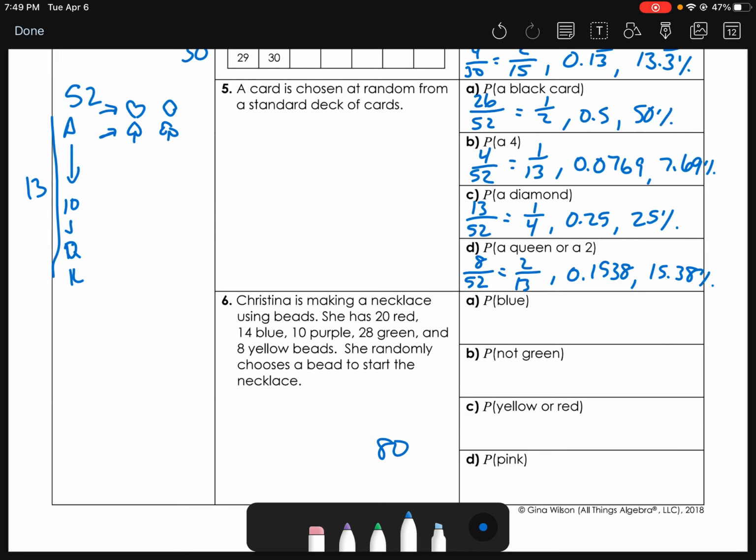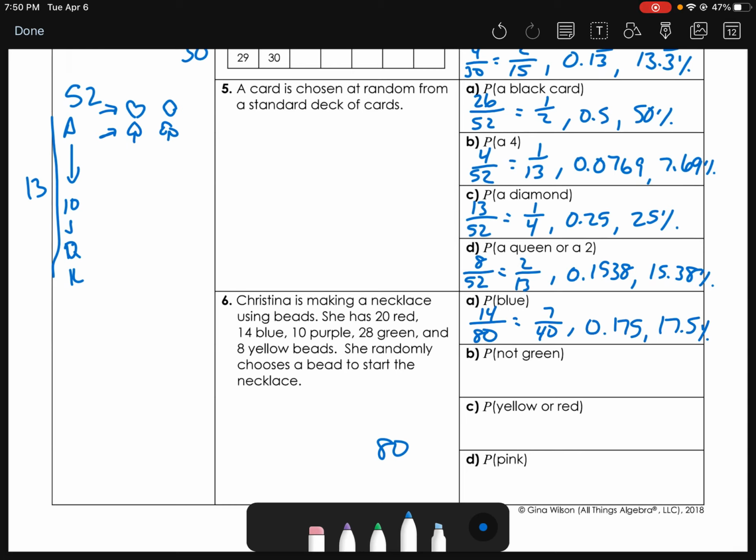So the probability of picking a blue one, all I would have to do is see, all right, how many blues are there? Well, there are 14 blues out of 80. The top and bottom can be divisible by 2, so I'd have 7 over 40. If I divide those guys, I get 0.175, or 17.5%.